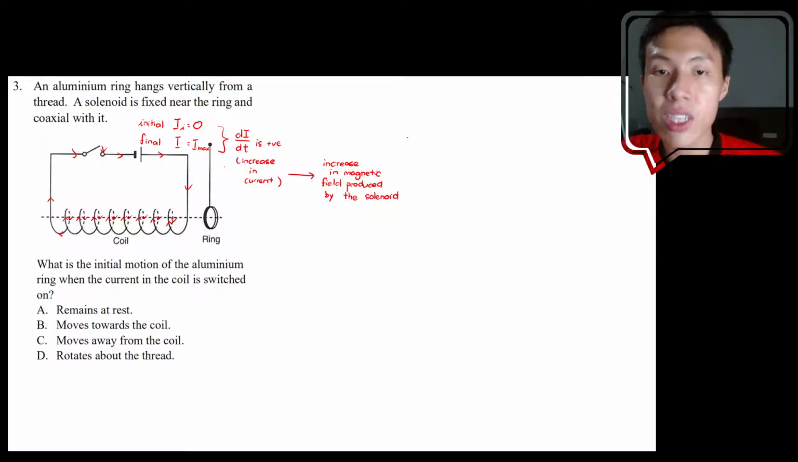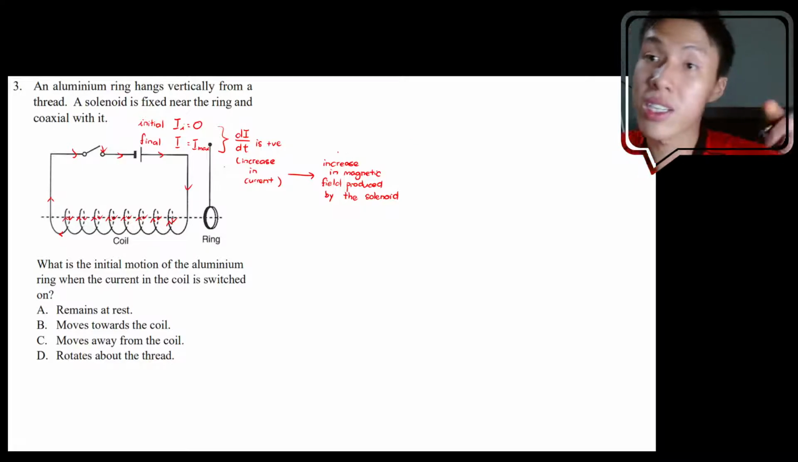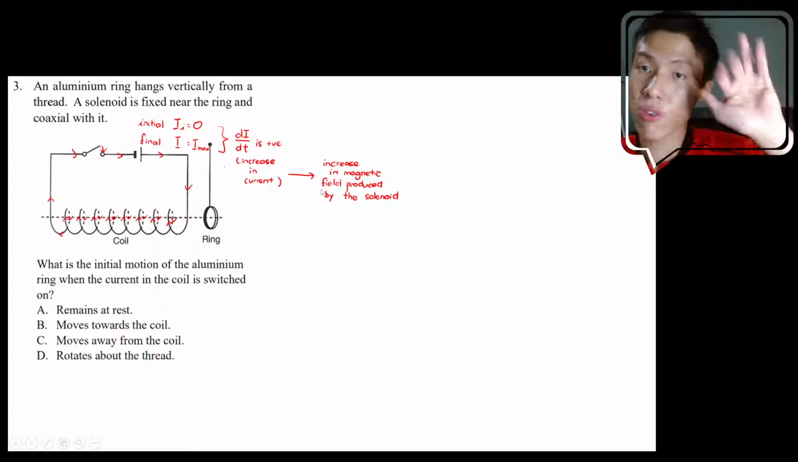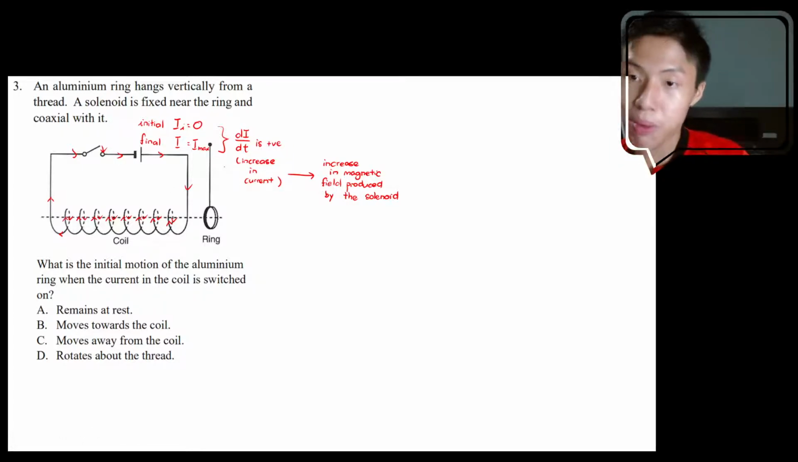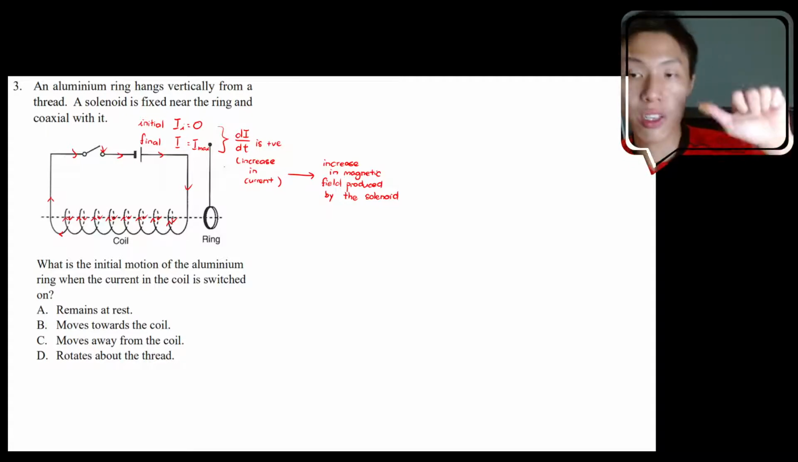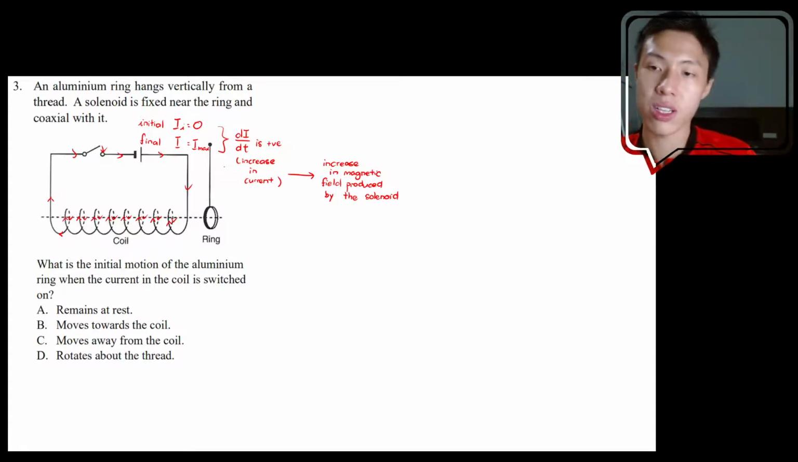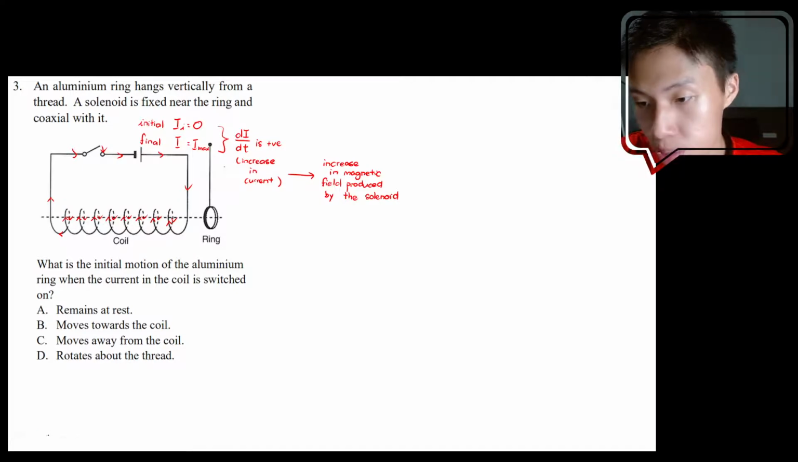Okay, increase in the magnetic field produced by a solenoid. What is the direction of the magnetic field produced by a solenoid? You can determine it using the right-hand grip rule. I can determine it by myself, you determine it by yourself, but using your right-hand grip rule, you'll see that your thumb will be pointing to the left.